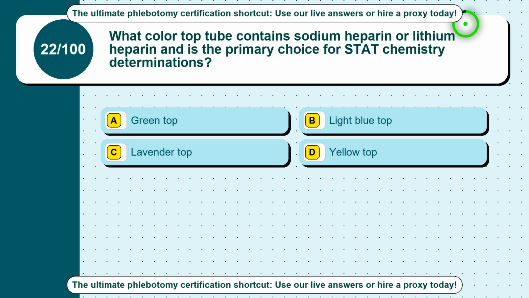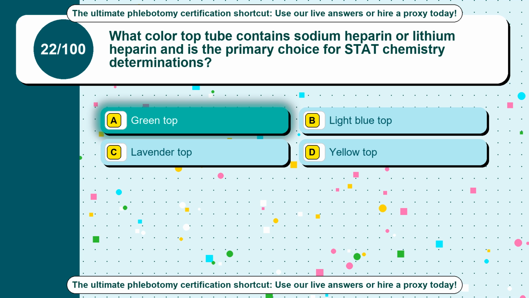Question 22. What color top tube contains sodium heparin or lithium heparin and is the primary choice for stat chemistry determinations? Option A, green top. Option B, light blue top. Option C, lavender top. Option D, yellow top. The correct answer is option A, green top.